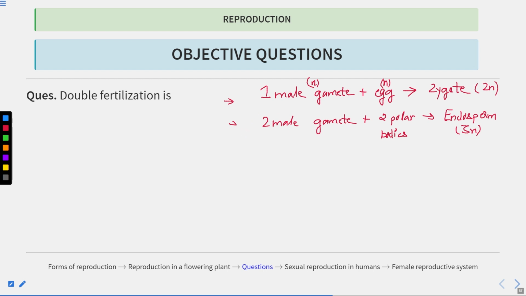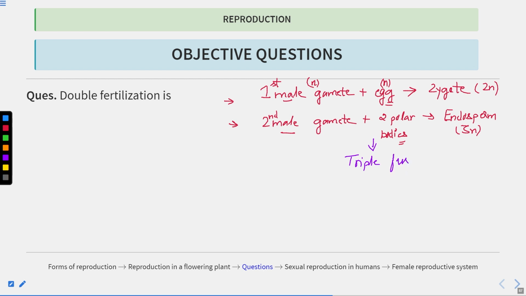Okay, this is clear. So this is known as double fertilization. Here the fusion of the male gamete takes place twice. First with the egg cell, and the second male gamete fuses with the two polar bodies. This is clear. So this phenomenon is known as double fertilization, and the fusion of the second male gamete with the two polar bodies is known as what? This is known as triple fusion.